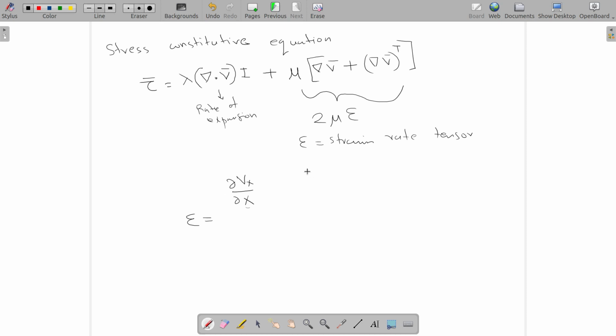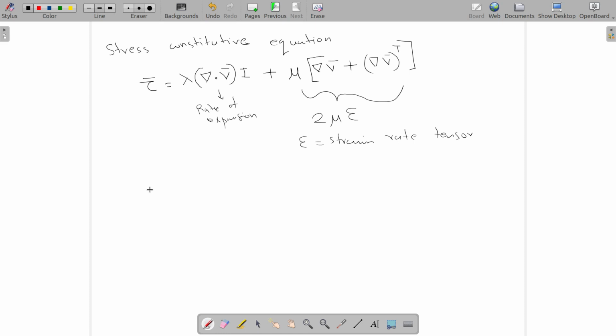Right, dou Vx. So should I write out the whole equation? Dou V. I think it is better to write each.